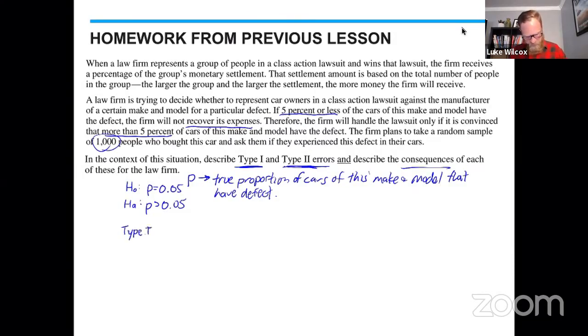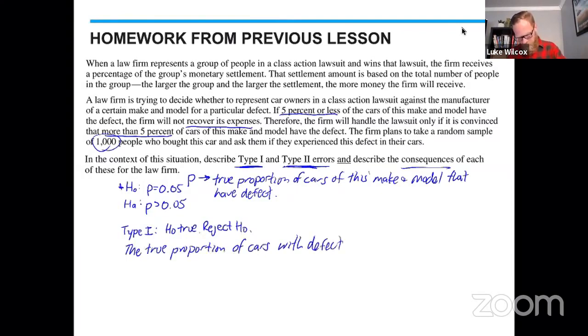So first of all, the definition of a type 1 error is that the null hypothesis is true, but we've made an error, and the error here would be to decide to reject the null hypothesis. So let's think about what that means in this particular context. I need to start out with the null hypothesis being true. So the null hypothesis says that the true proportion of cars with the defect is 0.05. It's 5%. So the truth is the null hypothesis.